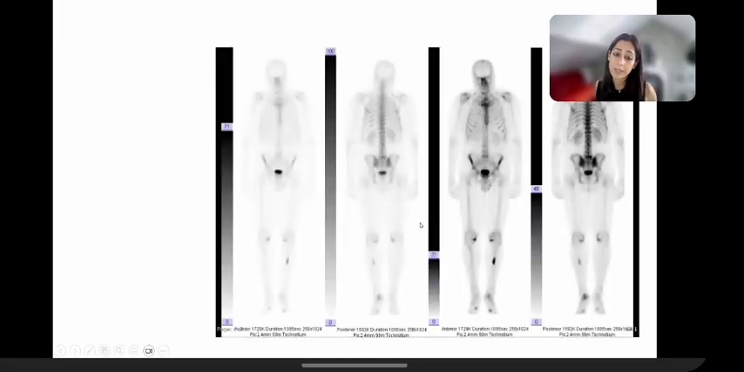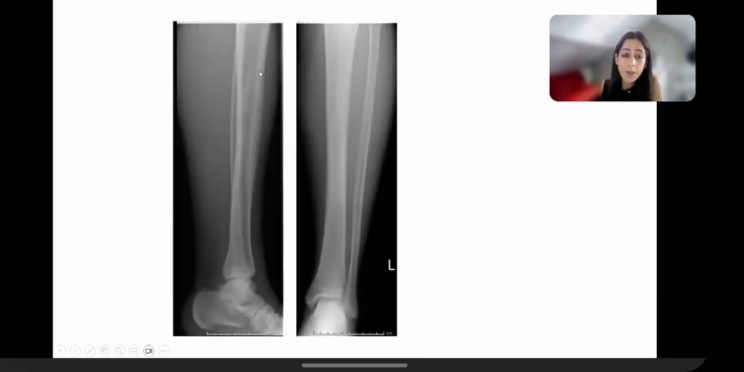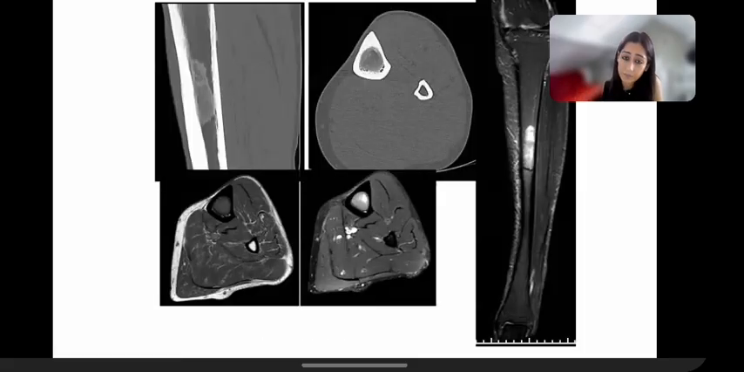Now, there was another case. This patient was a case of prostate cancer, had a bone scan as a part of staging. And on that bone scan, you can appreciate that there was this increased uptake in the proximal tibia on the left. So, of course, we evaluated it further, had a plain radiograph. And on the plain radiograph, there is this well-defined, faintly sclerotic lesion in the tibial diaphysis.